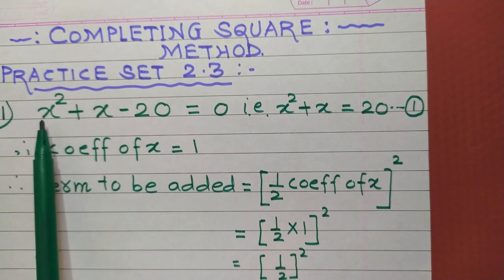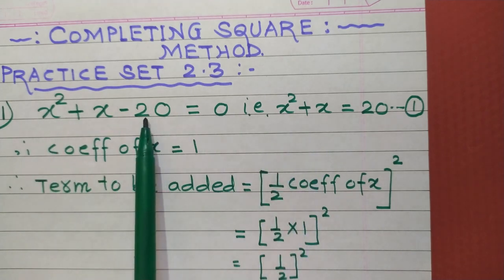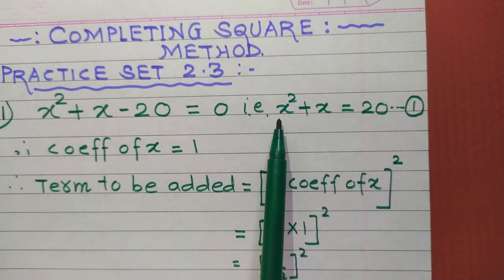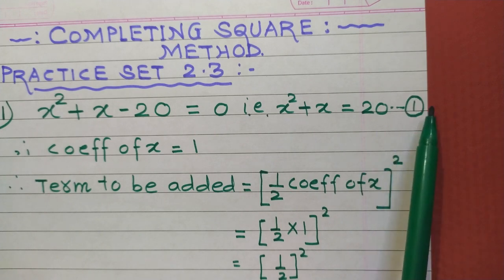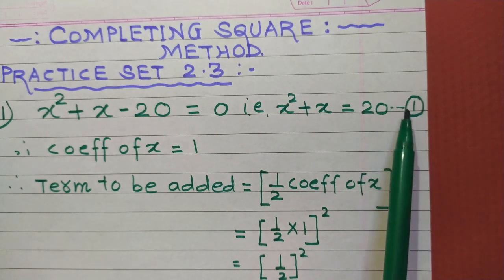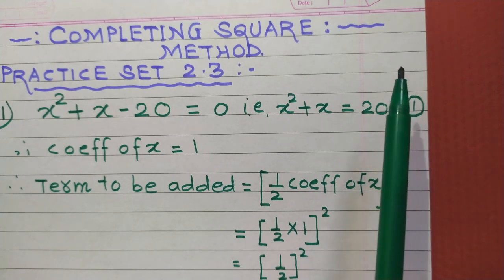So here I have x square plus x, which I have written as it is. I have shifted 20 to this side. x square plus x is equal to 20, and I have written this as equation number 1.